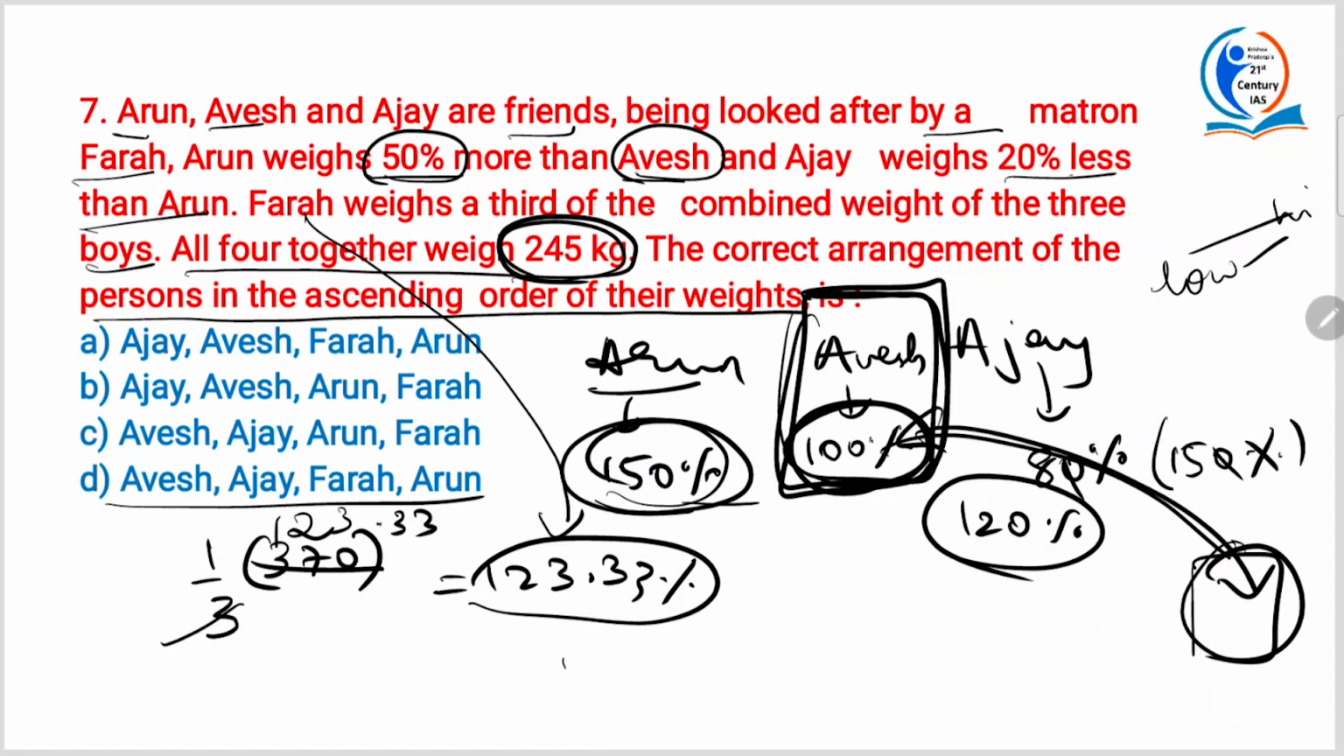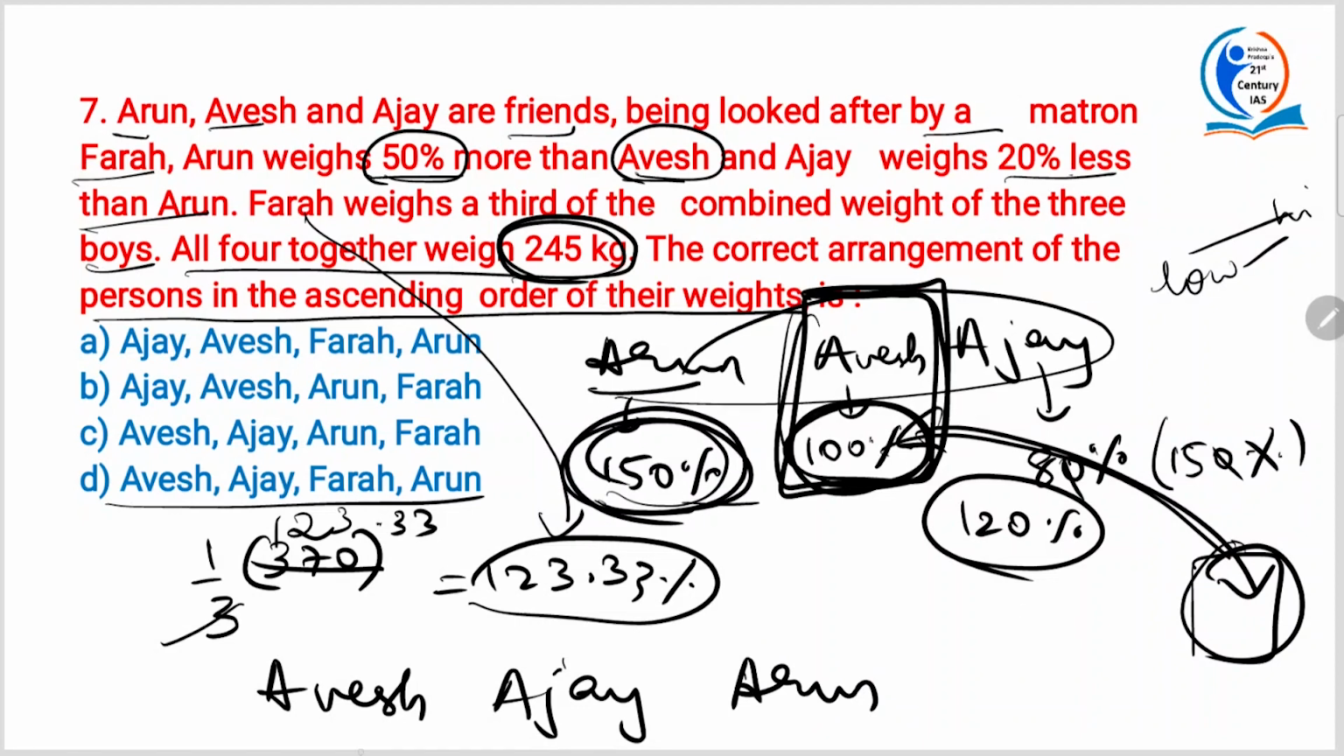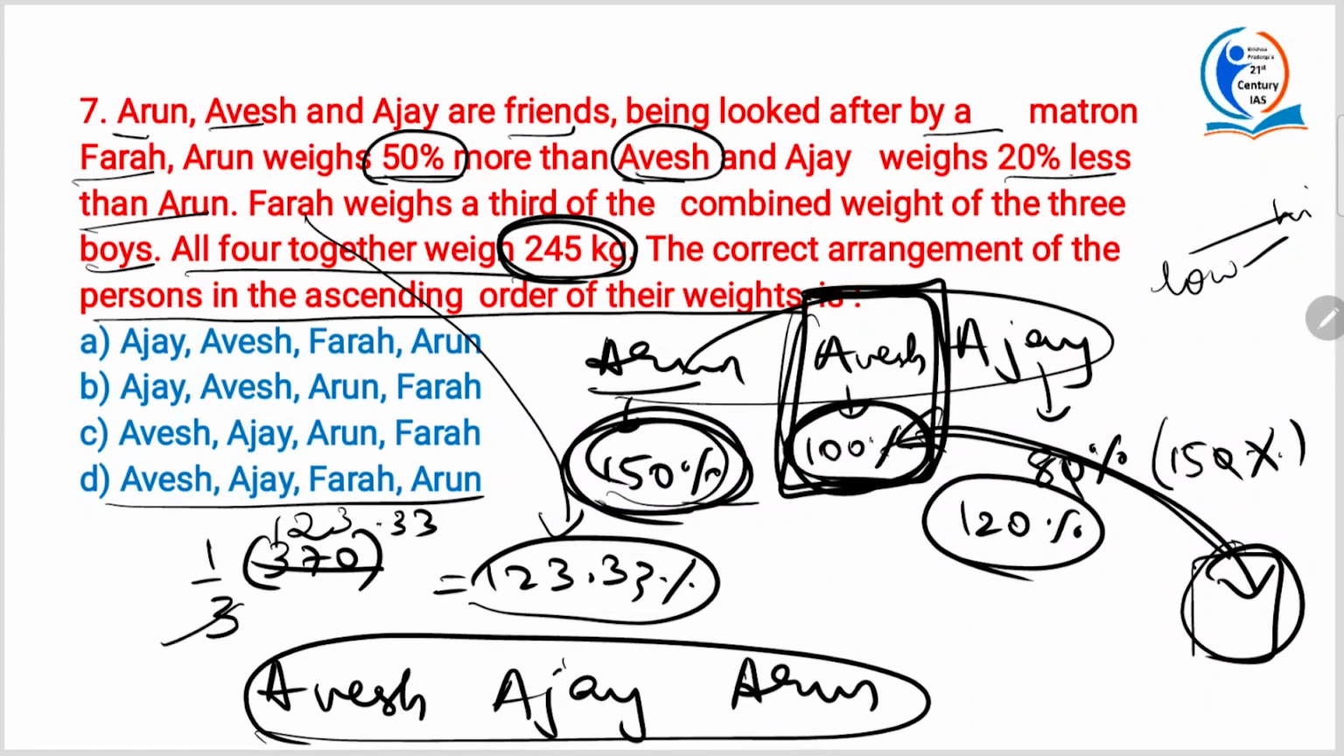So here, what would be the ascending order? Avesh is 100 and next is Ajay. Next it will be Arun. These 3 fellows, this is the order. And where will Farah fit here? Farah is 123.33, no? So it is more than Ajay and less than Arun. So Farah will come here. So these 3 fellows, first I wrote the order and then fitted Farah. Where will Farah fit? Her weight is 123.33, so it will come here. So this is the answer D.